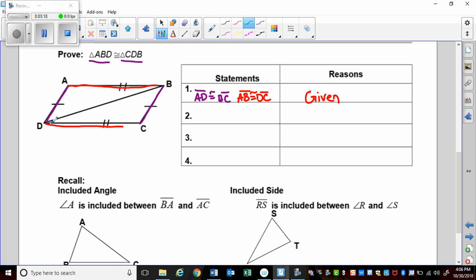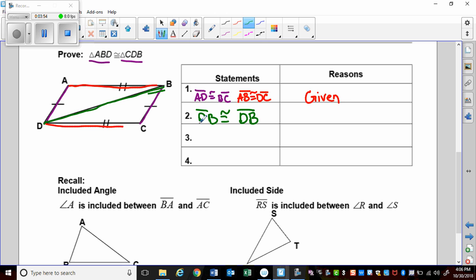Now my second thing I'm going to see is that they have a common side. Just like you're looking at yourself in the mirror and that's your reflection, it's the same side. This is going to be called the reflexive property. When they're sharing a common side or a common angle, this is always going to be the reflexive property. So in this top triangle, it has DB. This side DB is congruent to the side DB in the bottom triangle.